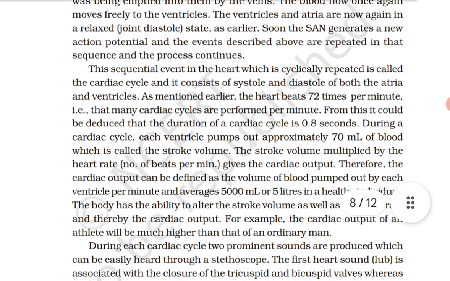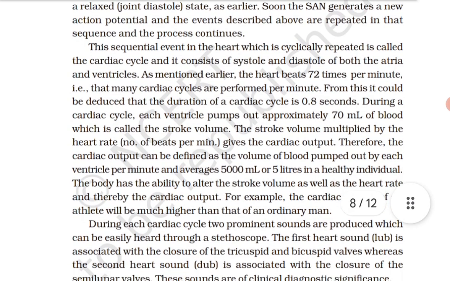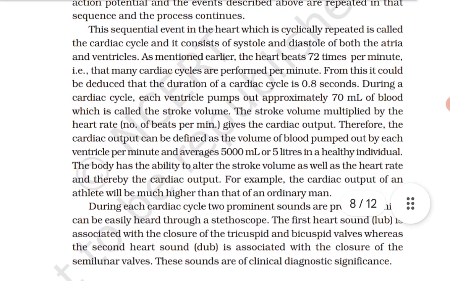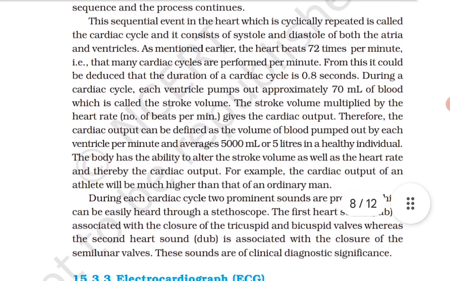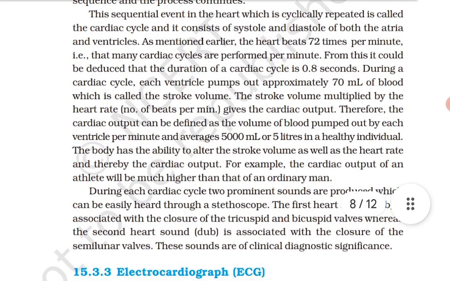Next is the cardiac cycle. How does the heart function? Let us take a look. To begin with, all the four chambers are in a relaxed state. All the four chambers of the heart are in a relaxed state, that is, they are in joint diastole.